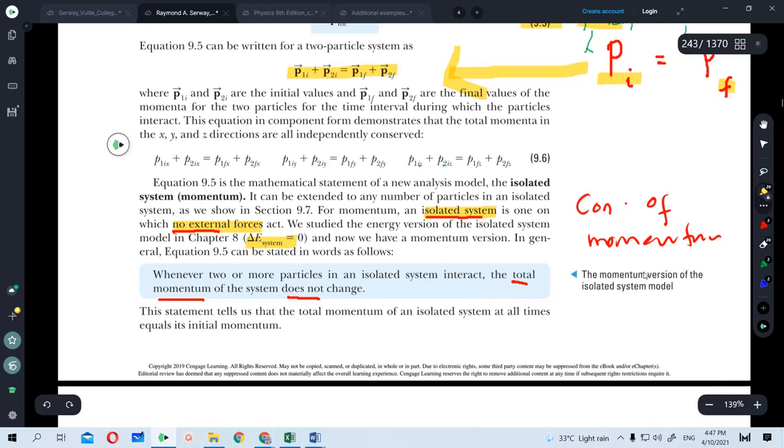So if the question states conservation of momentum, you're just supposed to say that when the total momentum of a system does not change, stays constant, pick your own words, provided that it's an isolated system. It's an isolated system. So once again, the total momentum of a system stays constant in an isolated system.